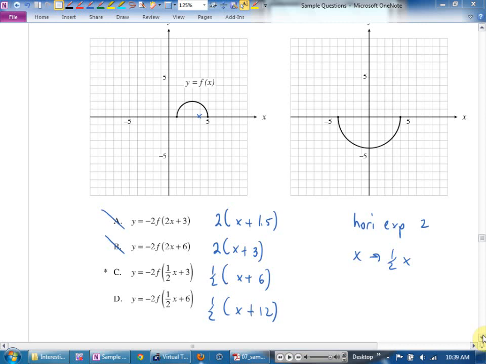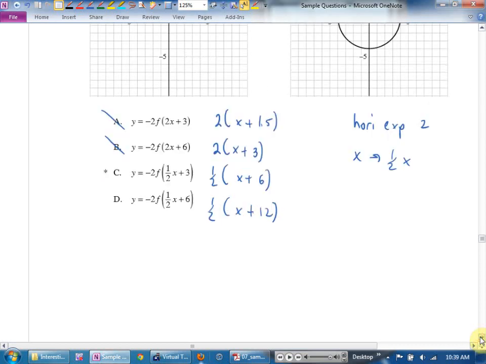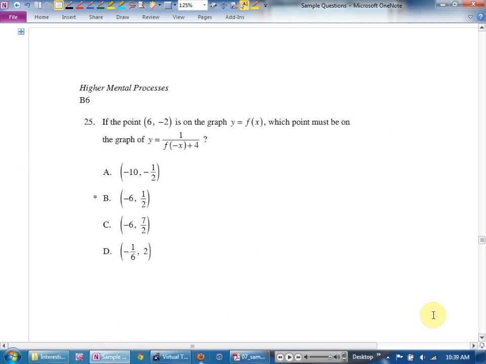Here's a nasty one. If the point (6, -2) is on that graph, what point must be on that? Leslie's going, what? Don't. First thing, whenever they give me a point, I always write it because I feel better, and I'm going to cross stuff out and use it anyways. But now it's not blank. I've done something.